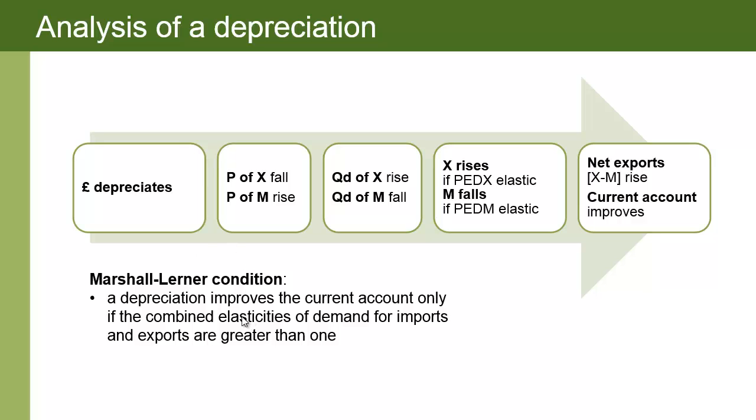Now, as an extension point, you might want to look up the Marshall-Lerner condition. This says that only if the combined elasticities of demand for imports and exports are greater than 1, only if that condition is true, will a depreciation actually improve the current account.